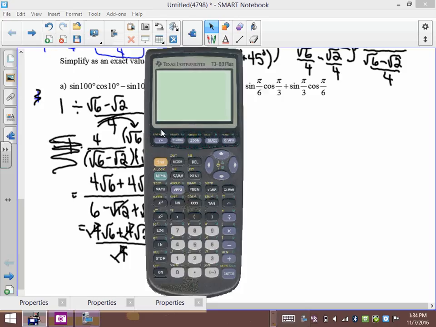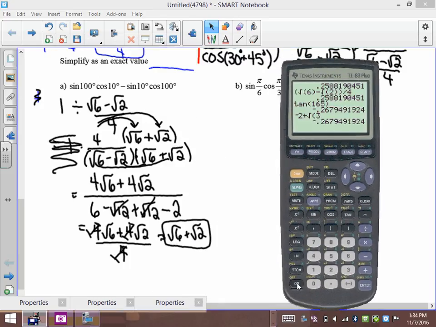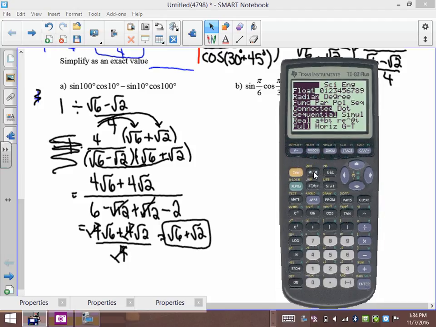How do I put secant in my calculator? One over cos of whatever, right? And it's in radian mode is my original. So I'm going to put this in radian mode. So I'm going to go 1 divided by cos, was it 5 pi over 12? Yeah.